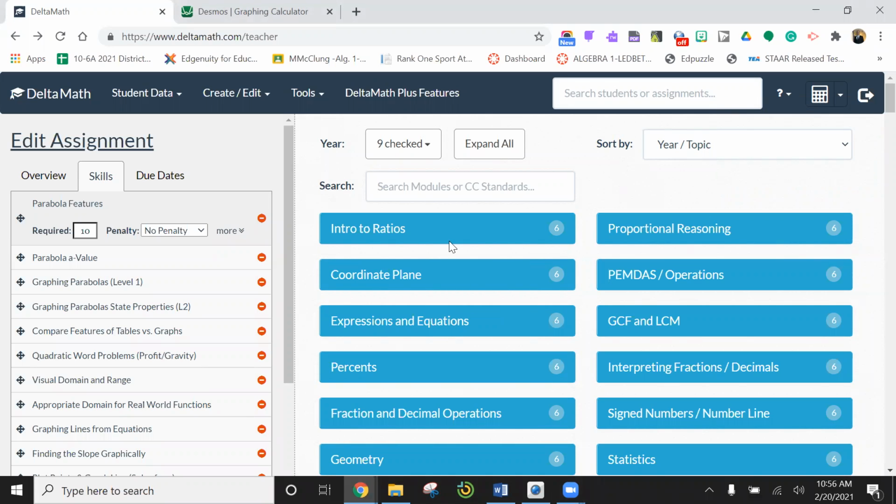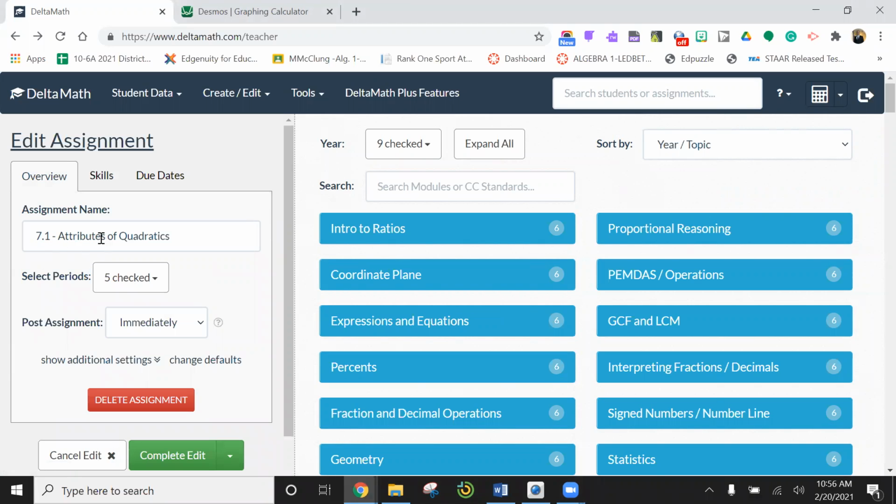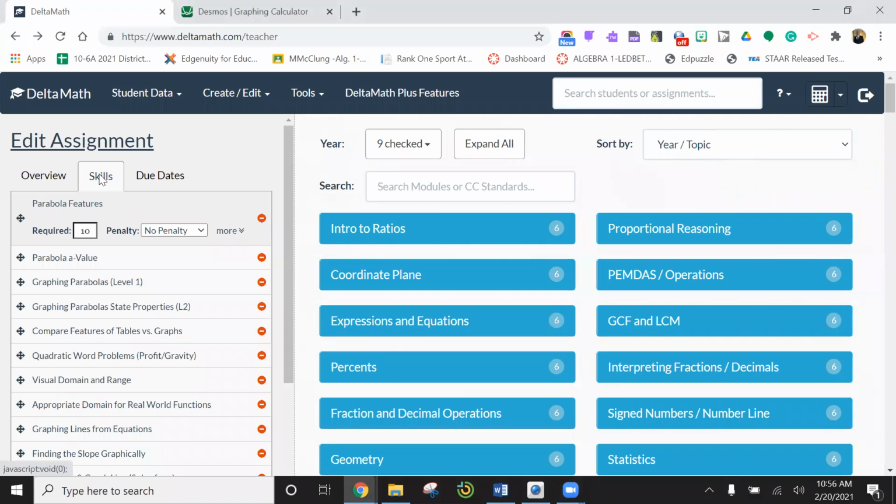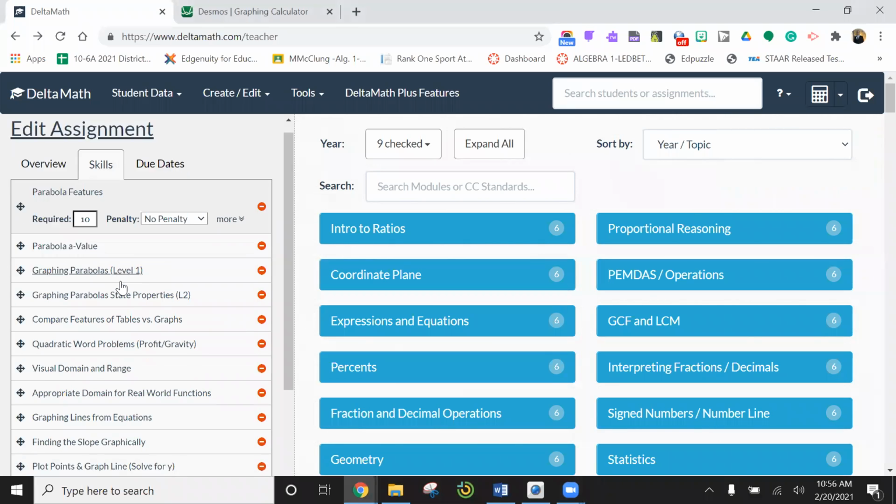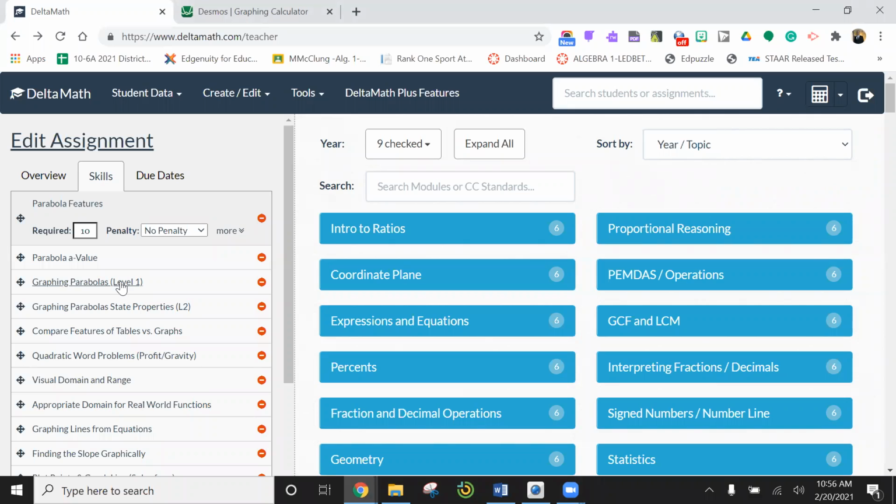All right, this is Coach Ledbetter, and what I'm doing is going through Delta Math on our assignment. Our assignment this time is the attributes of quadratics. When you go in Delta Math, I want you to do these skills here. I'm going to do a video on each of these skills to show you in case you get lost. The first one I'll do is parabola features.